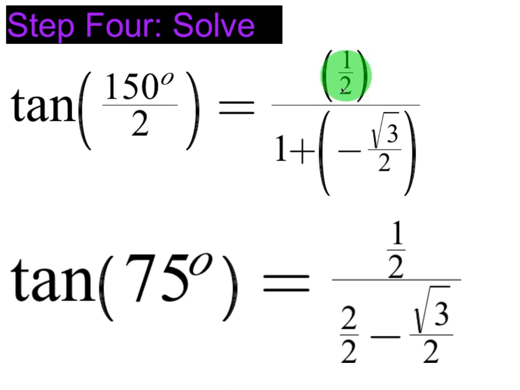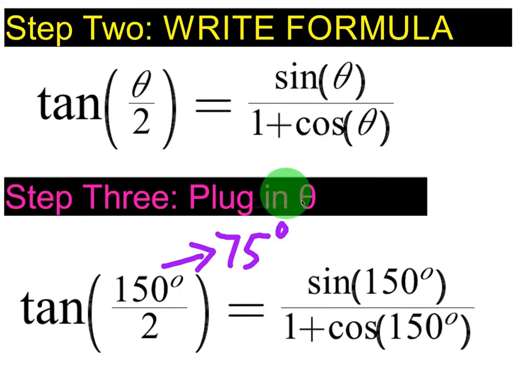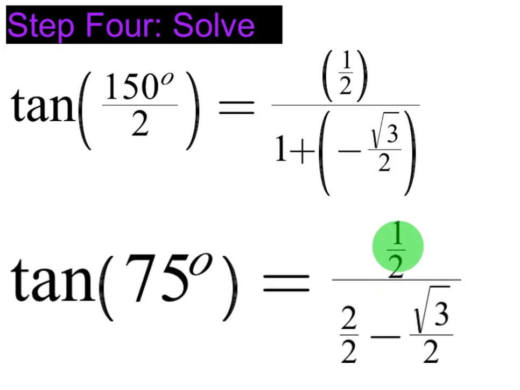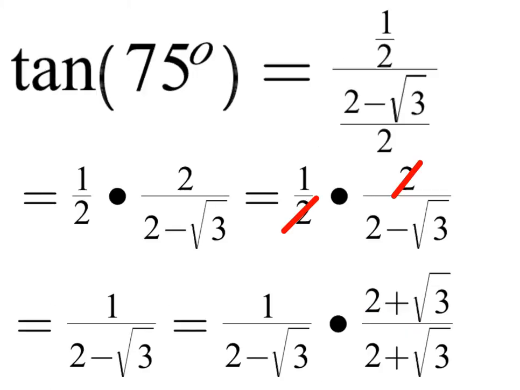Okay, so I plugged in 1/2 for sine of 150. I plugged in negative square root of 3 over 2 for cosine. Now all we have to do is simplify. And remember, this is part of step 4, which is to solve. Step 3, by the way, I don't know if I emphasized, is to plug in theta, the familiar angle. So the bottom we cannot combine until we write 1 as 2 over 2 so that these are the same denominator. So now we will have 1/2 divided by 2 minus the square root of 3 over 2.